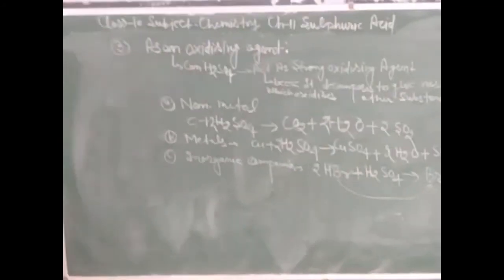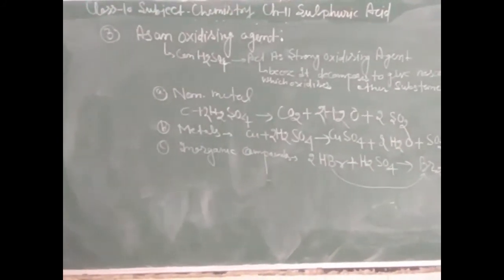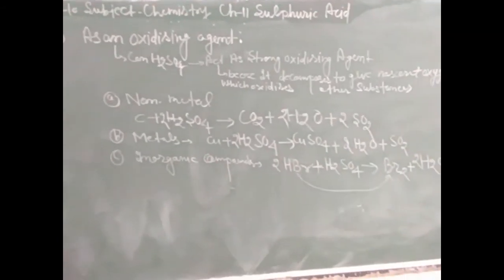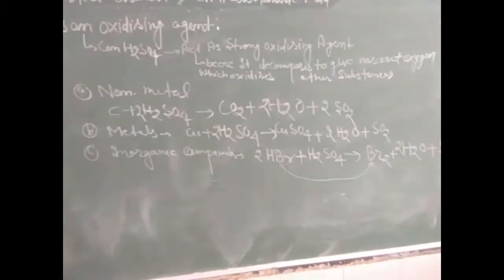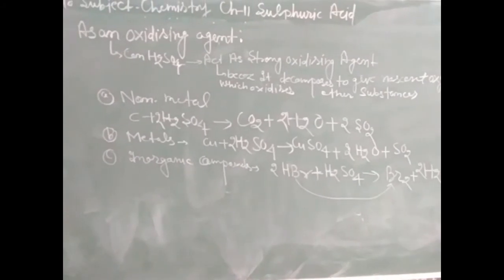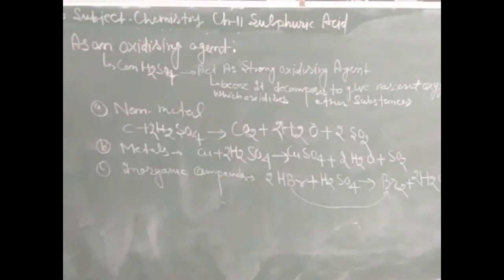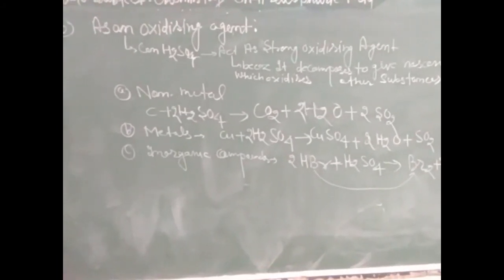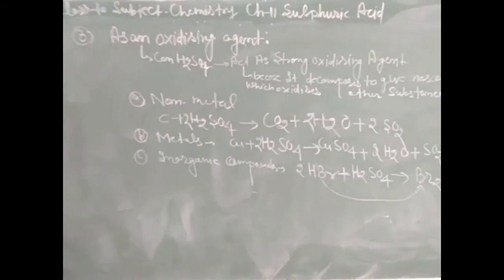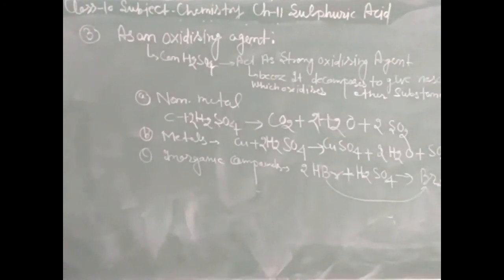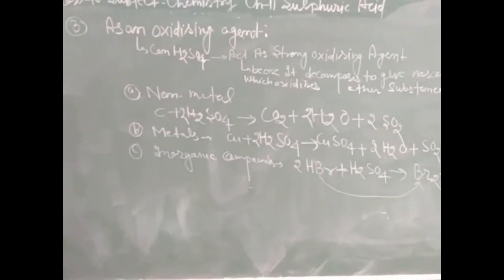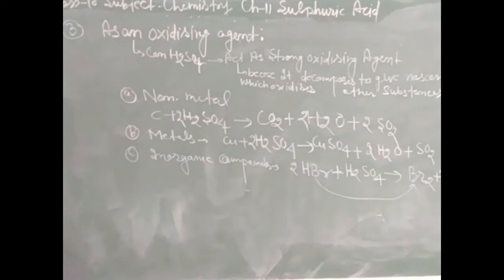Now we discuss the oxidizing nature of sulfuric acid. As we know, concentrated sulfuric acid acts as a strong oxidizing agent because it decomposes to give nascent oxygen, that is, newborn oxygen, which oxidizes the substance. For example, concentrated sulfuric acid oxidizes non-metals. Carbon is a non-metal. When concentrated sulfuric acid is treated with carbon, carbon dioxide, water and sulfur dioxide are formed.